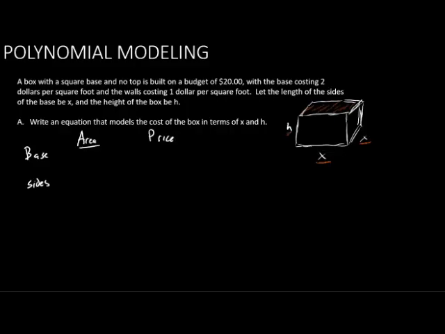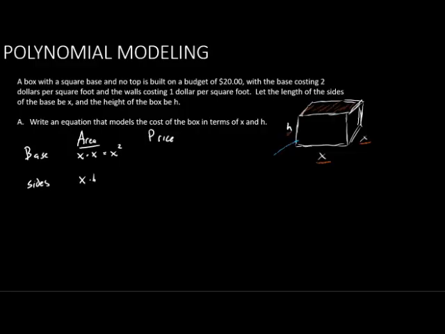For our base, we can see that the bottom side of this box is x length times x width. Therefore, we'll say the area is x times x, which gives us x squared. Now, if we look at the front face of the box here, we can see that it's a rectangle that is x wide and h long. Therefore, we'll say that the sides are x times h.